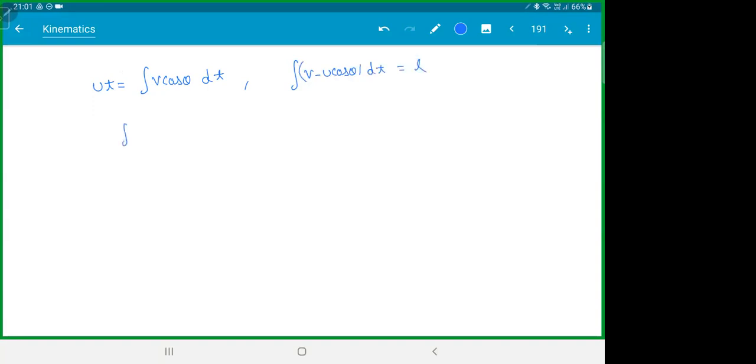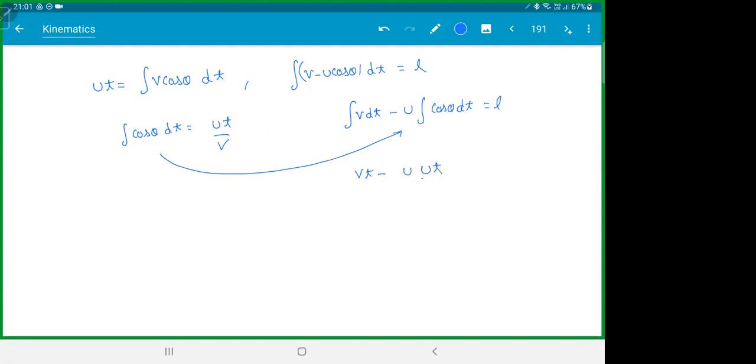So from here we get integral cos theta dt. Now see, there's no need to integrate. I don't know theta, I don't know dt. Take ut by v and substitute here. We get integral v dt minus u integral cos theta dt is equal to L. So this will be v into t minus u times ut by v is equal to L. So t will be v into L by v square minus u square. That's your answer. This is the time when the cat and the dog meet.